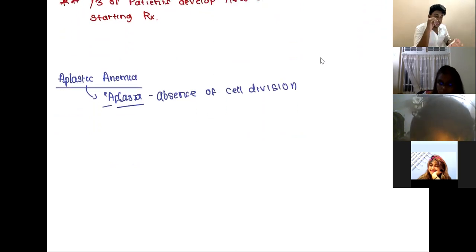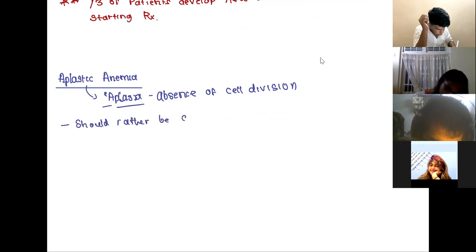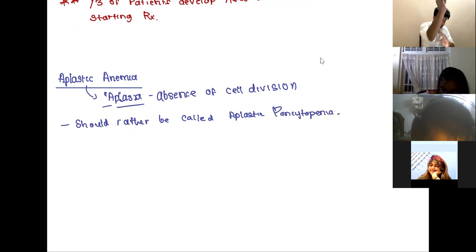Now, the problem here is the name is aplastic anemia, but this is actually a pancytopenia. Okay. This is actually a pancytopenia, rather than just an anemia. Okay, so just write this. It should rather be called aplastic pancytopenia. I will explain why I said this.